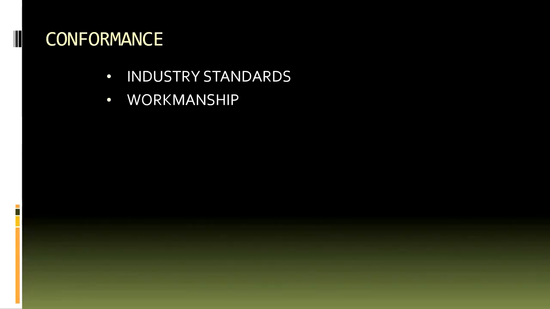One important parameter in quality is conformance. Now what do you mean by conformance? There are 2 aspects again. From the industry point of view, we are talking about the buyer's perspective. The buyer has some industrial norms for a particular garment, which they call industry standards, or reference standards. And the second one is workmanship.